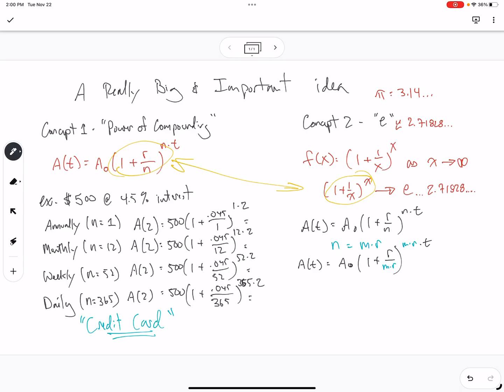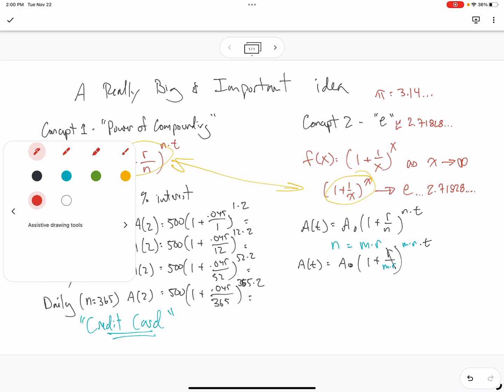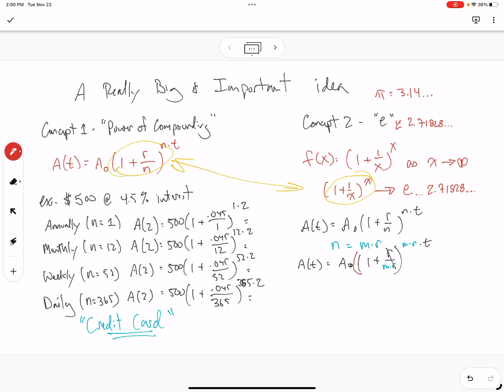times t. What you're going to see is this. You're going to see these two reduce out, and I'm going to do something with parentheses. I'm going to put parentheses around from here to here. So let me rewrite this now.